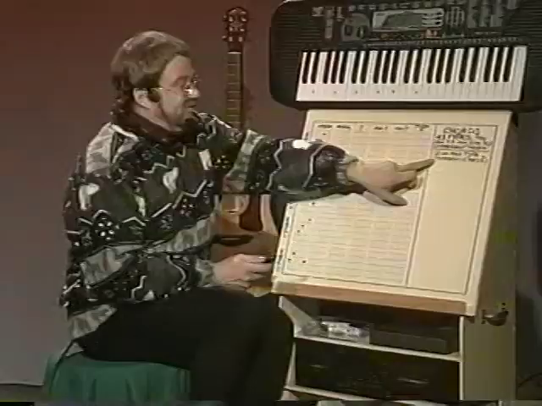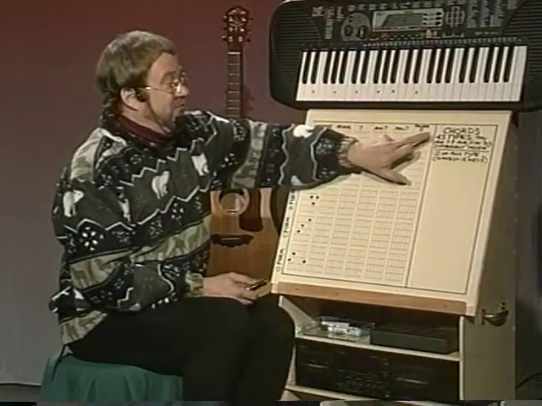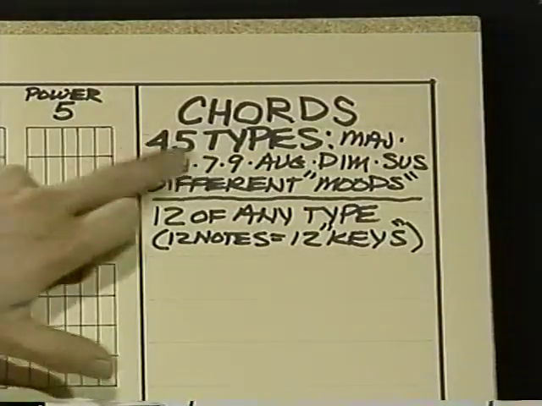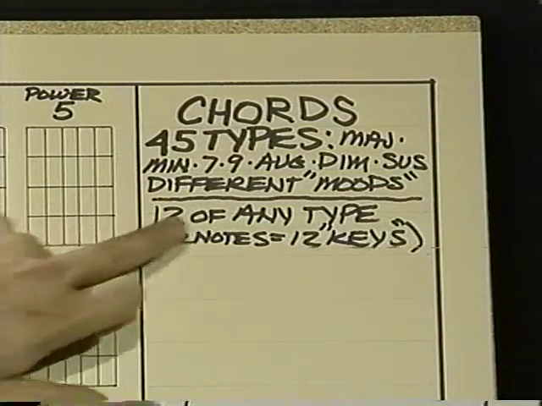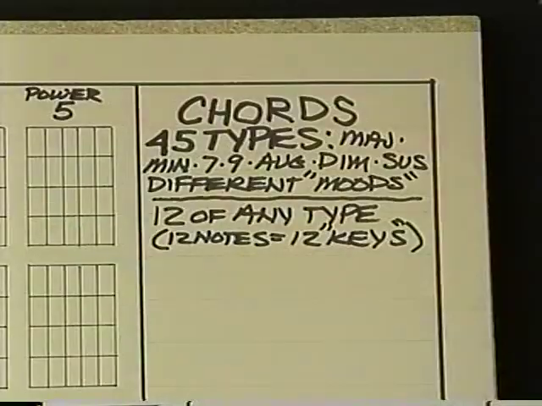So, back over to this side of the chart, just to fill in a couple of things. Remember, there's 45 different types of chords. We said there are 12 of any type. That's because there are 12 different notes that you can root a chord on.